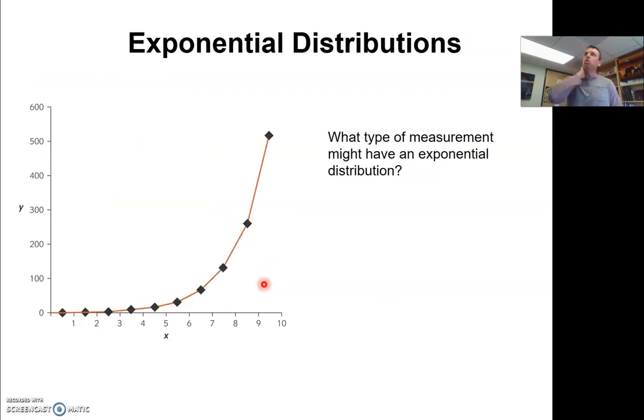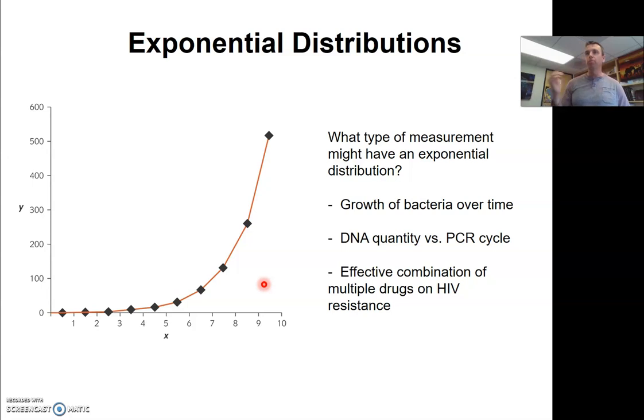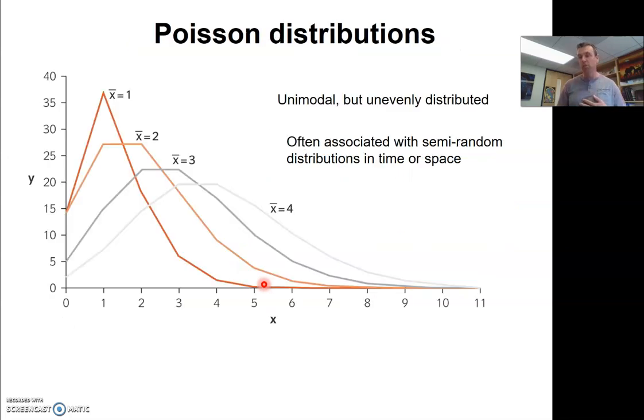So distributions that aren't normal distributions, well, exponential distributions. This obviously is not a normal distribution. This type of data cannot be considered parametric, and you would have to use other types of stats. Types of measurements that might have an exponential distribution: for example, bacteria growth. Bacteria double. DNA quantity versus PCR cycle: every cycle in PCR, you're doubling your amount of DNA, so you get exponential growth. Sometimes even synergistic combinations. If two drugs are synergistic together, then their combined activity is more than the additive activity of each alone, and that's an exponential distribution.